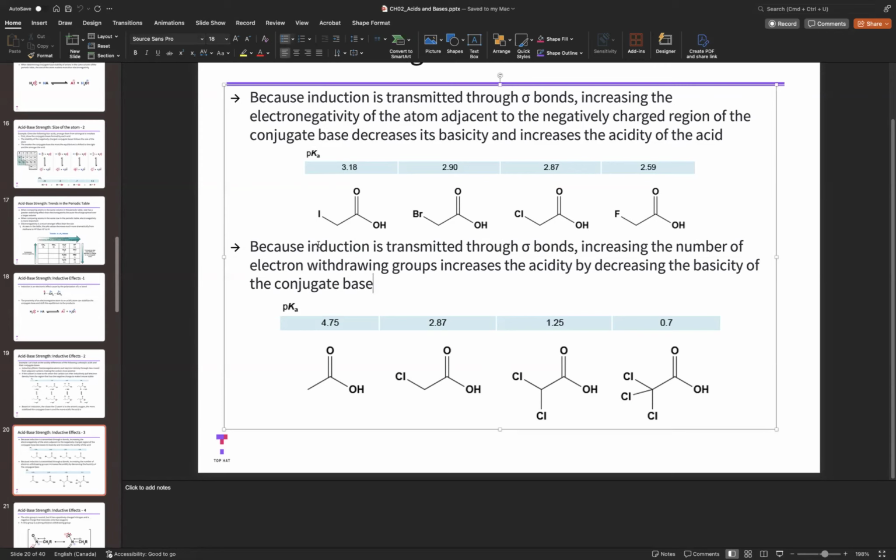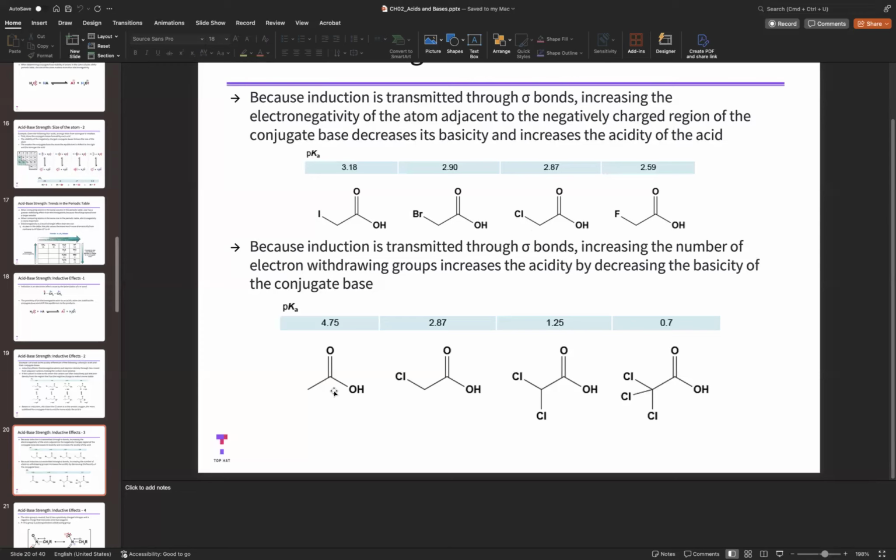Why? Not because of size, and do not even attribute it directly to the electronegativity. Remember, it's the inductive effect because of the presence of an electronegative group or an atom. Fluorine is the most electronegative of these four. Iodine is the least electronegative. This is why you expect the last compound, 2-fluoroethanoic acid, to be the strongest acid.